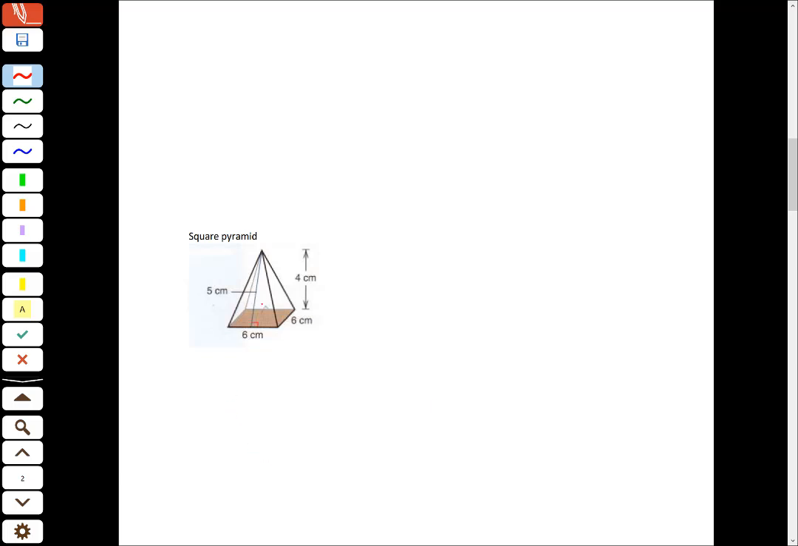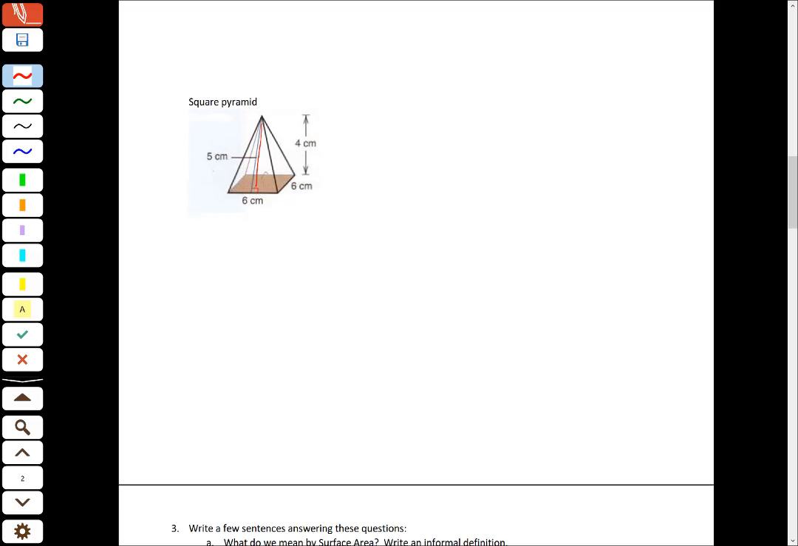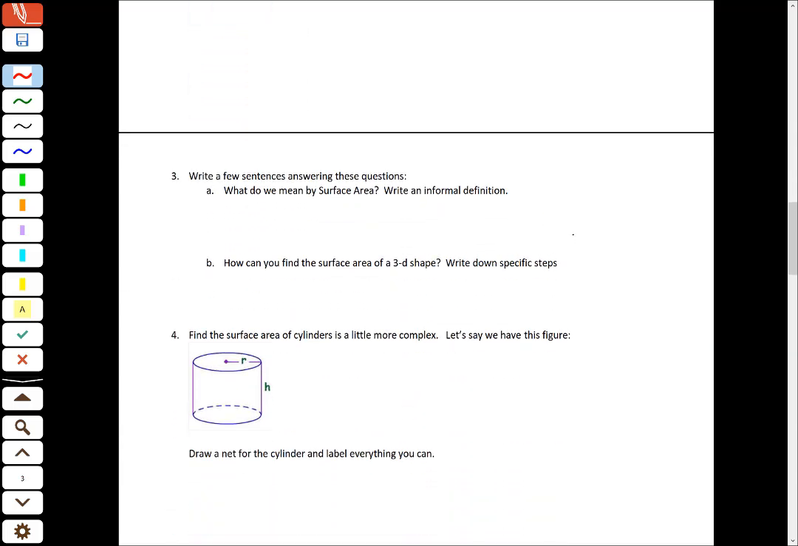Similarly here, this 5 is the height of this triangle. This 4 centimeters is just the actual height of the whole pyramid, but this 5 centimeters is the slant height of the pyramid, which actually ends up being the dimension you need for surface area. So you can draw that net and find the surface area of these two figures. Okay.